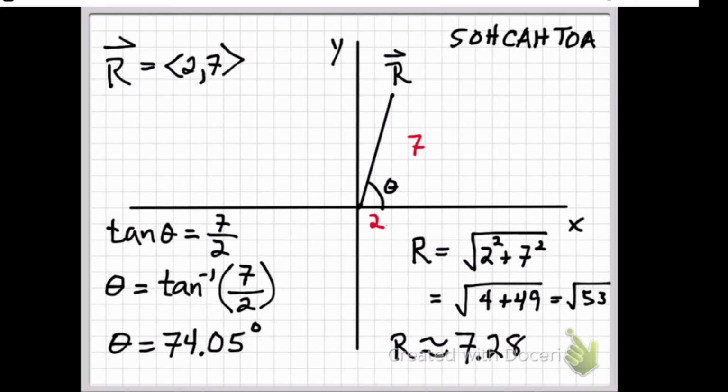We're going to round that off to 2 decimal places after the decimal point, and that's why we're using the approximation symbol rather than an equal sign. We're using approximately equal to because we rounded it off. This is not exactly the same thing as the square root of 53. It's really close, but it's not the same thing. So the magnitude of this vector is approximately 7.28 units, and the angle at which it's pointing is 74.05 degrees above the positive x-axis. So hopefully this was helpful to you. I hope that this helps you to solve future problems.